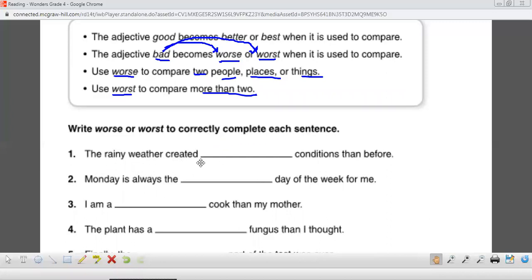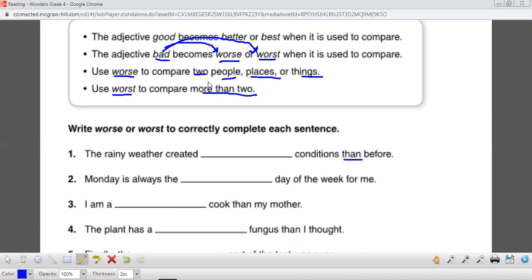The rainy weather created conditions than before. So I have rainy weather, option 1, and before, which is option 2. In this case, how shall I answer this one? First, I'm comparing two things. So when I'm comparing two things, I must choose worse, this is one. And another additional supportive assurance for this is that I'm using than, which means I have to compare two things.